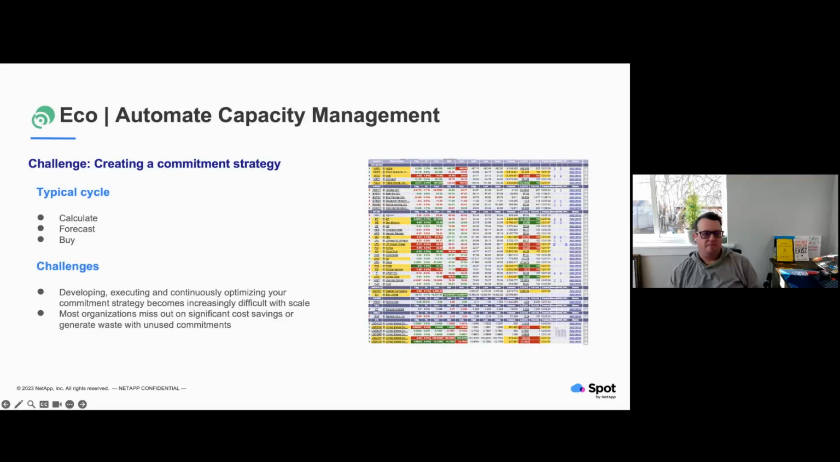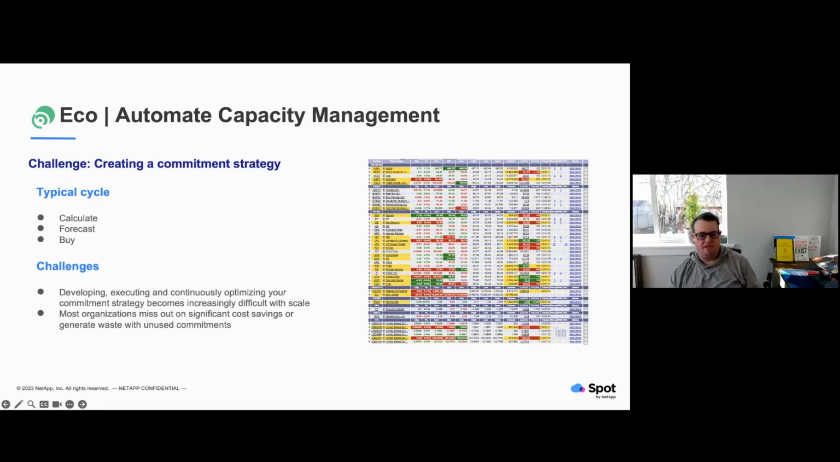So what does it look like? Creating a commitment strategy is hard. It's hard to calculate what you need. It's hard to forecast how that market's going to change. And let's be honest, we make it hard. Azure is very hard to buy those commitments just through the regular glass. Developing and executing and continuously optimizing your commitment strategy becomes increasingly difficult at scale.